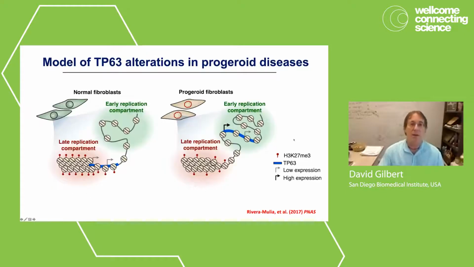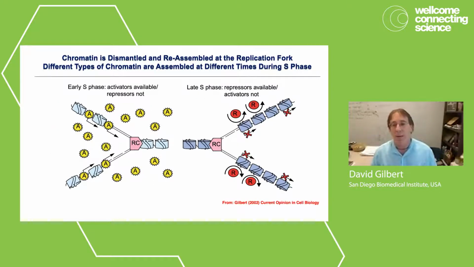So just to summarize this, what we found is that in normal cells, this TP63 gene is late replicating and very lowly expressed and covered with H3K27 methylation. But in progeroid fibroblasts, early in development, a part of this gene switches to early replication, and then this upstream promoter becomes more active and produces an overabundance of an isoform that has an extra exon and an extra N-terminus on its protein.